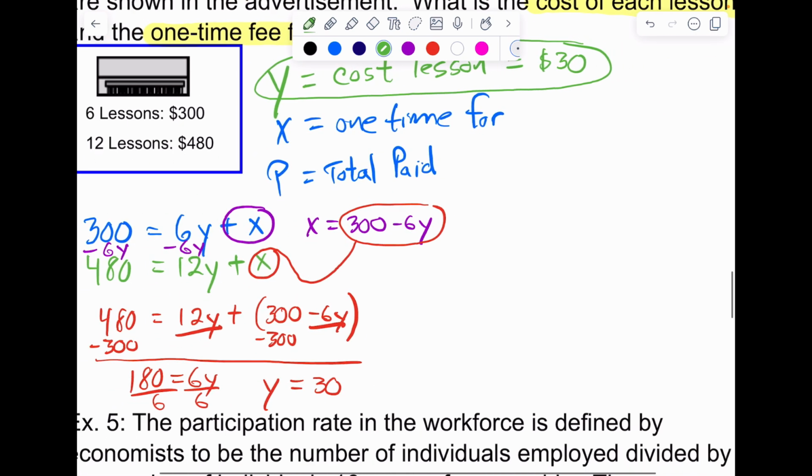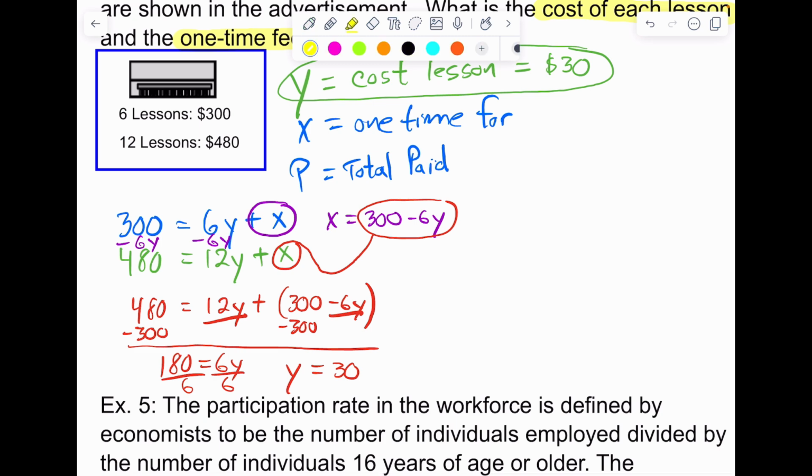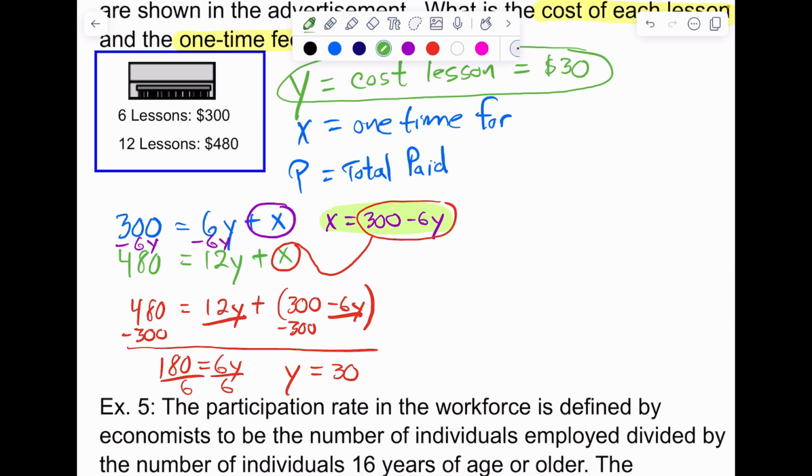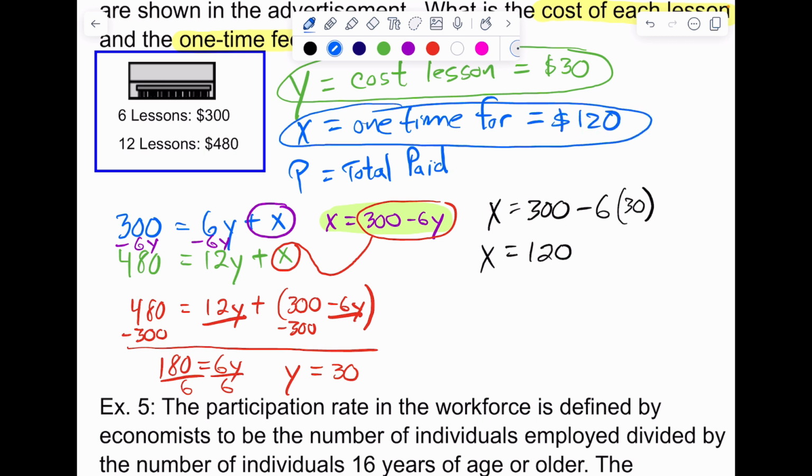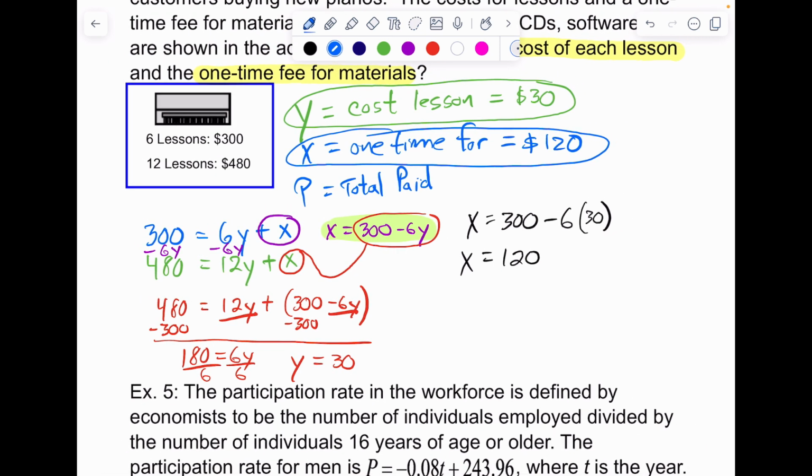Now that we have Y, let's go ahead and plug it into this equation here that we set up, this X equals equation. And therefore, X is going to equal 300 minus 6 times Y, which is 30. So X will equal 300 minus 180, which is $120, which is my one-time fee. And now we know the cost per lesson and the one-time fee, the power of substitution.